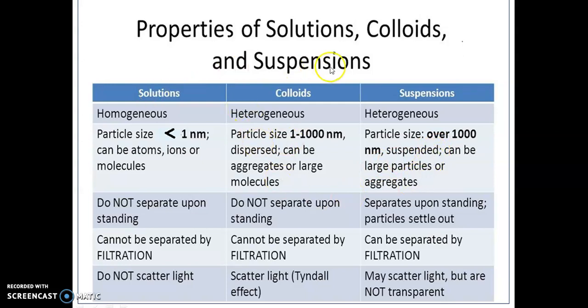Here are the properties of solution, colloids and suspension. We can easily classify on the basis of particle size, less than 1 nm, 1 to 1000 nm and greater than 1000 nm. It is homogeneous in nature. Homogeneous means equally mixed, all uniformly mixed, but colloidal and suspension are heterogeneous, that means not uniformly distributed among the solution. Do not separate upon standing.